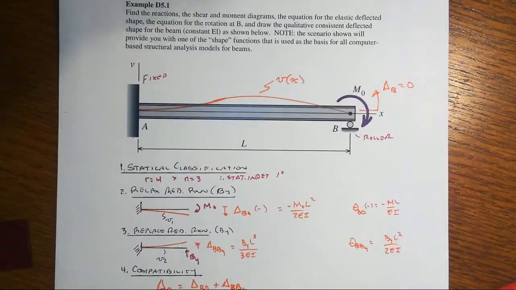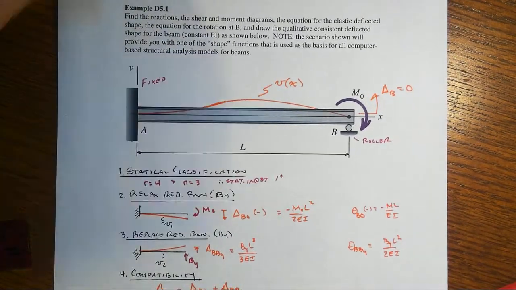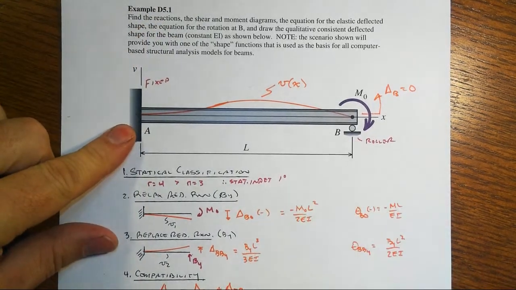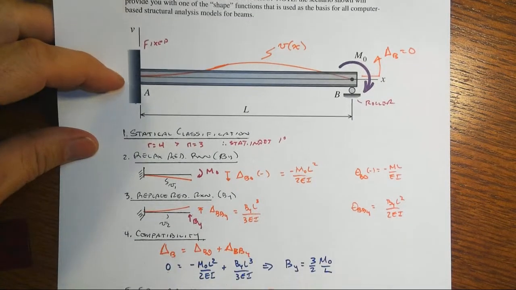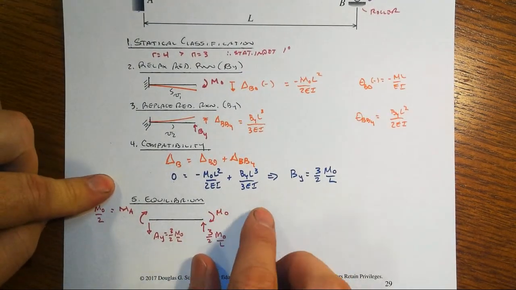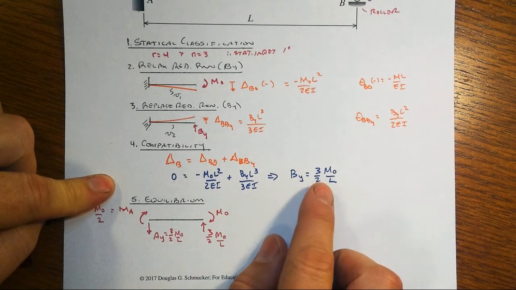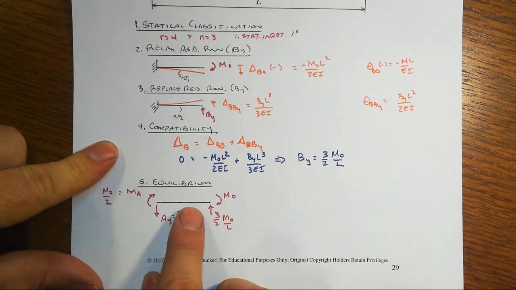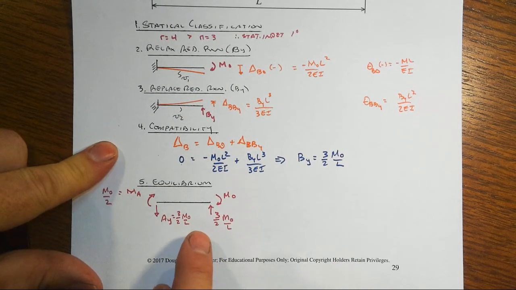Okay, in this problem we were asked to find in the statically indeterminate situation what the reactions were, and we went through that in the previous lecture, all the 5 steps that we took first to get to the redundant reaction value, and then we went through equilibrium to find the other reactions on the system.